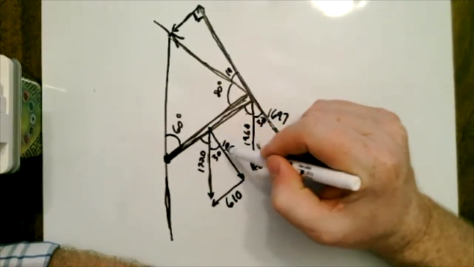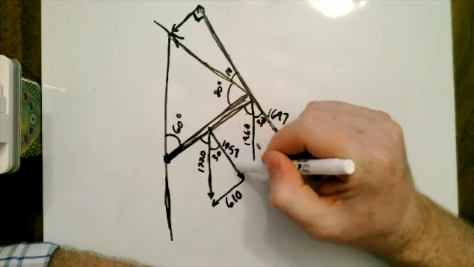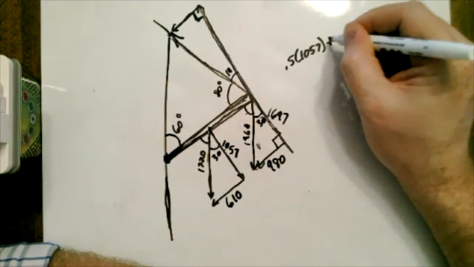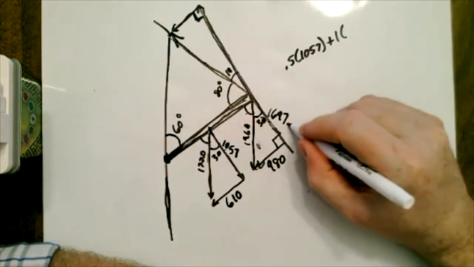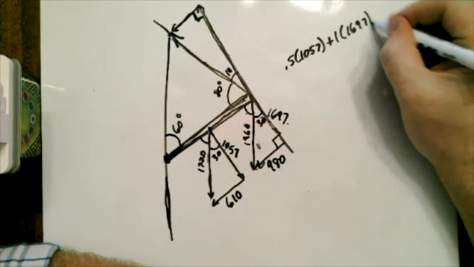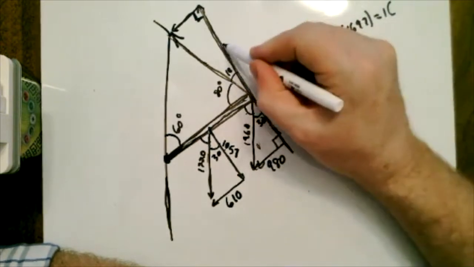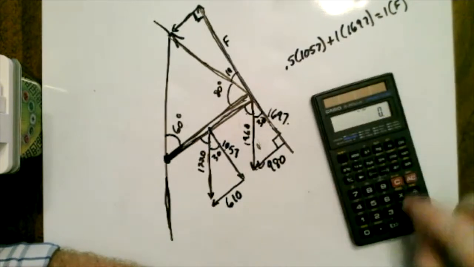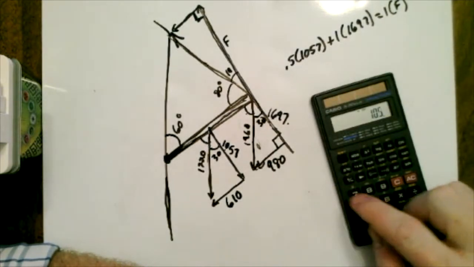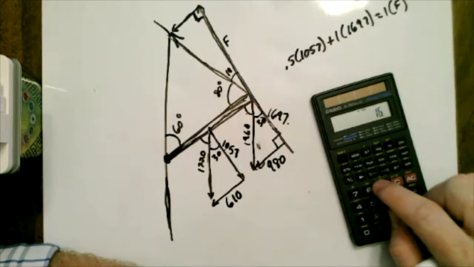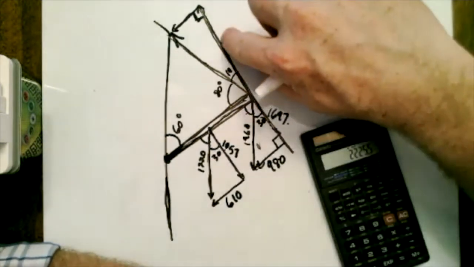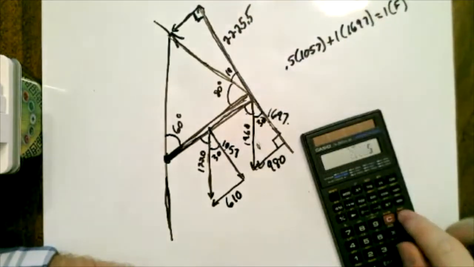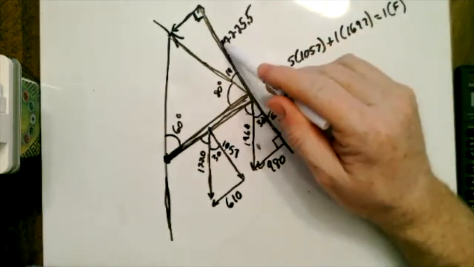So I'm going to go halfway out times 1057. Remember, this is the only one I'm interested in here. Halfway out, 0.5 times 1057 plus 1 times this, 1697, should equal 1 times this force right here. So that force should be 0.5 times 1057 plus 1697. This force up here should be 2225.5. Okay. Now remember, when we get that, a lot of things fall into place.